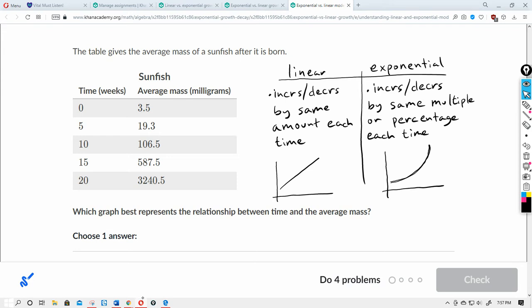An exponential will increase or decrease by the same multiple or percentage each time. So the graph is going to look like a curve. All right.